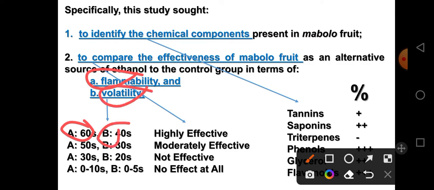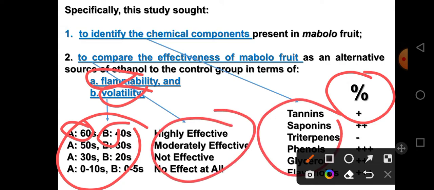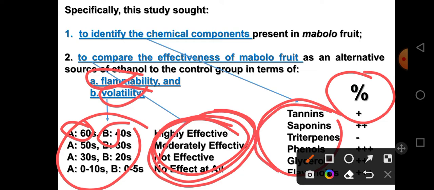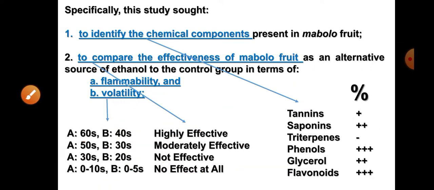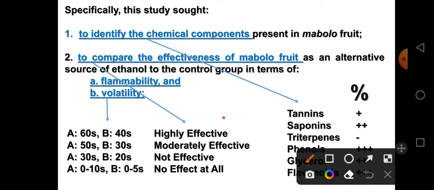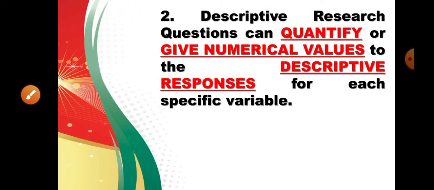So class, what did you observe with our example? Can we say that we can quantify or give numerical values to our responses? Here we have descriptive responses, and can we say that these descriptive responses can have more quantitative values? Obviously, class, the answer is yes. We can give such values to our descriptive responses. Therefore, class, a descriptive research question can quantify or give numerical values to the descriptive responses for each specific variable.